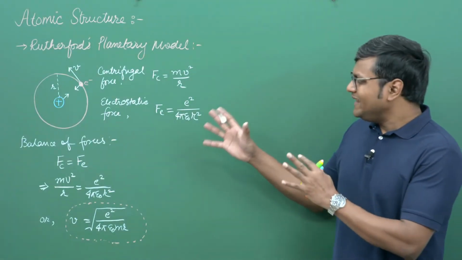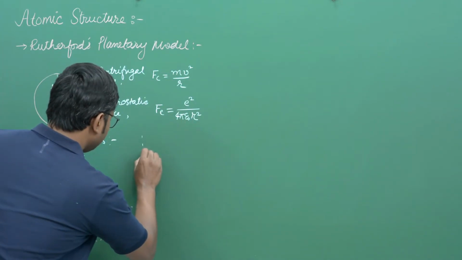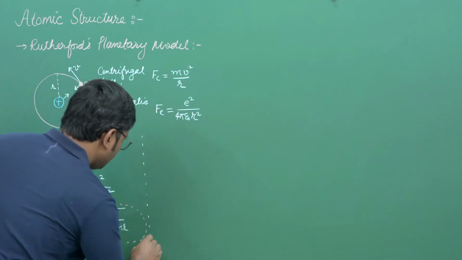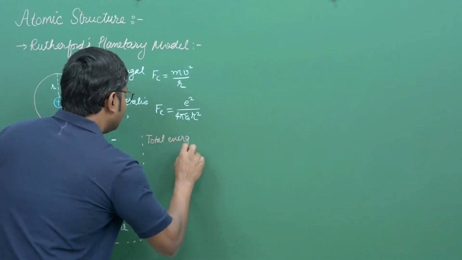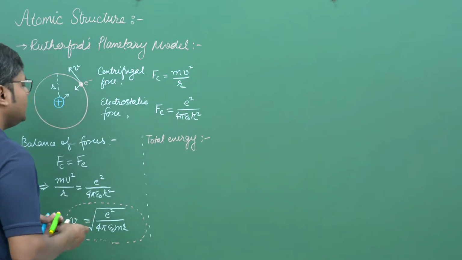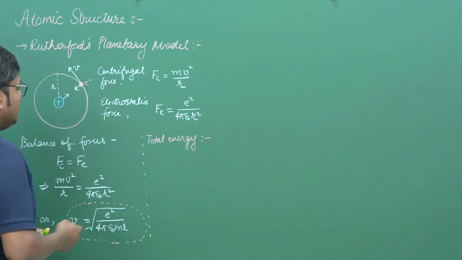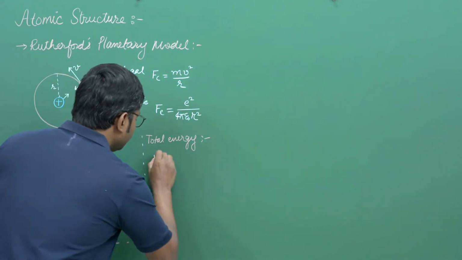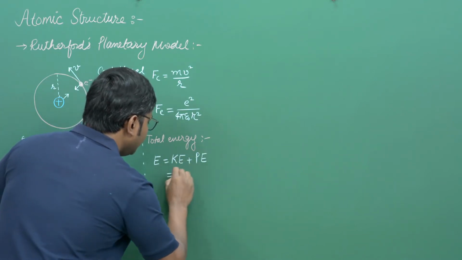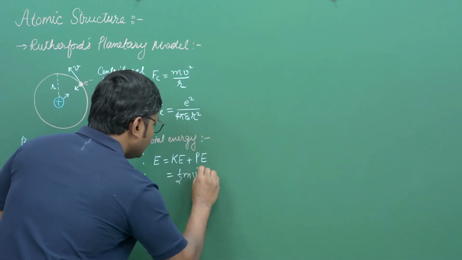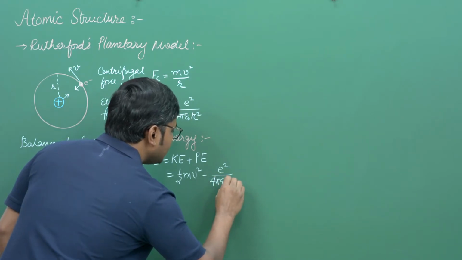Now, what about the total energy of this kind of a configuration? We can calculate that also. So if I want to find out the total energy of this system, then based on this very simplistic model of the atom, it has kinetic energy and it has potential energy because it is in this kind of an electrostatic potential. So the total energy E is equal to kinetic energy plus potential energy, where kinetic energy is equal to half mv square and potential energy is equal to minus e square upon 4 pi epsilon naught r.